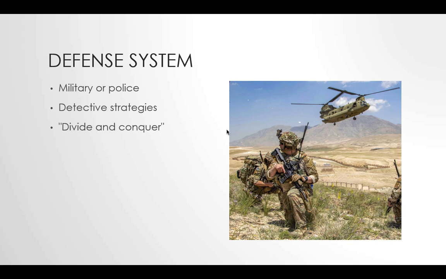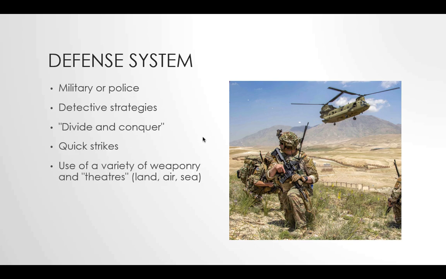Divide and conquer is maybe something you would come up with. Quick strikes, maybe a variety of weaponry. So different types of weapons, fighting on the land, the air, and the sea. The element of surprise is a good one. And then bombing strategic locations. All of those are really good examples of defense systems and good parts of defense systems.